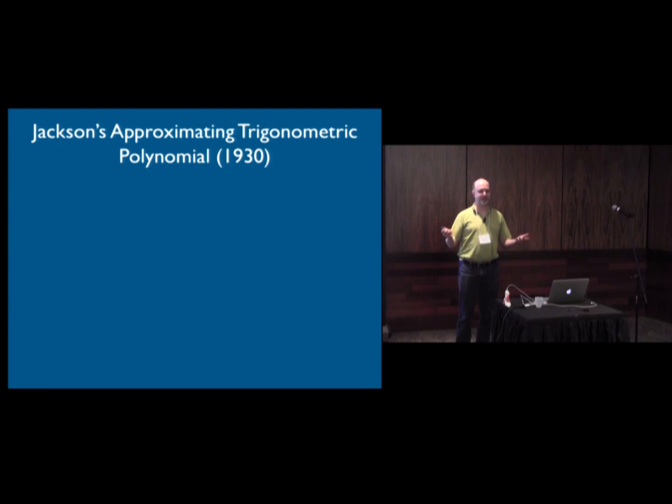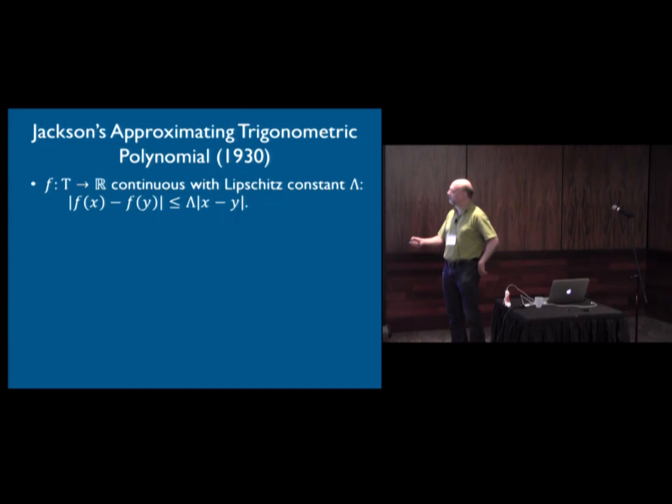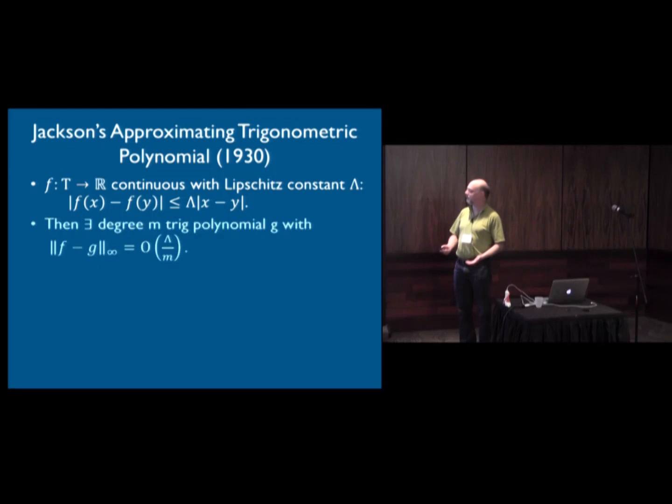And then we apply this classic theorem by Jackson, which I think should be better known in our community. This is from 1930. When I mentioned Jackson to someone, they thought it was our Jackson, but this is an old one. So let's say we start with a function f from the circle to the real numbers. Say it's continuous with Lipschitz constant lambda, so f of x minus f of y in absolute value is at most lambda times the absolute value of x minus y. It's sort of like the derivative. Then there exists a degree m trigonometric polynomial g with L infinity norm at most order lambda over m. This starts to be interesting in our setting when m is bigger than the Lipschitz constant lambda.